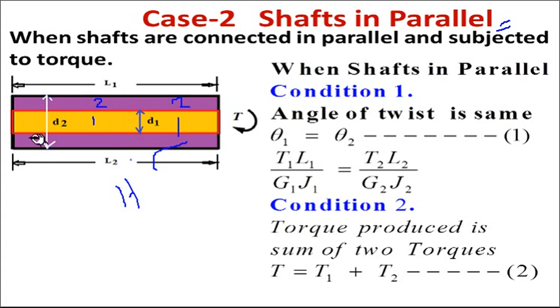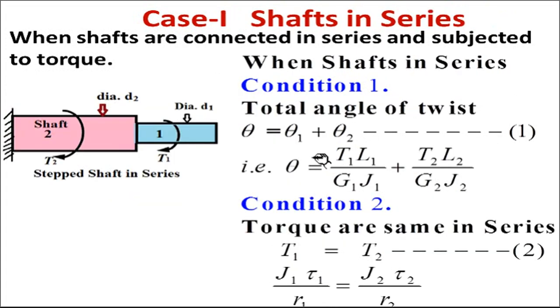Now they are exactly parallel to each other, and their lengths are also the same. So whenever shafts are parallel, about the center line, their angle theta must be the same. Theta will be the same. In the previous case, what we saw? Here theta will be theta 1 plus theta 2.